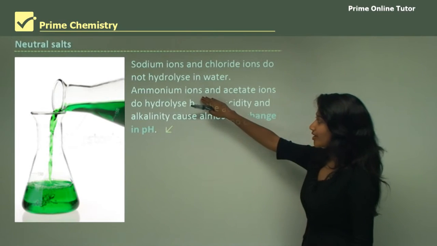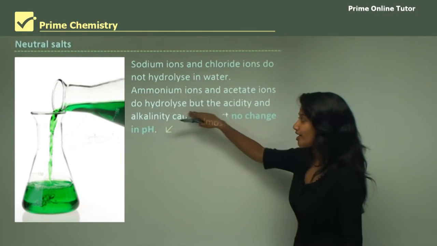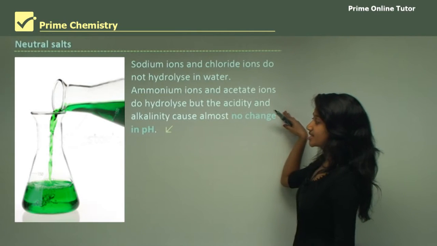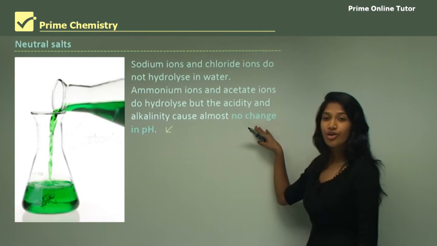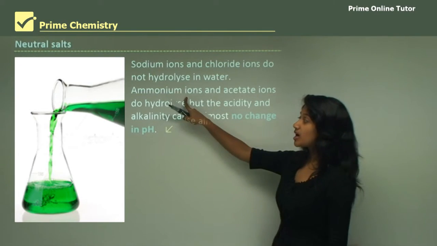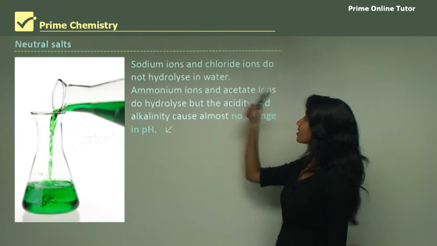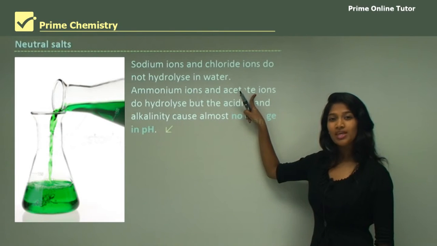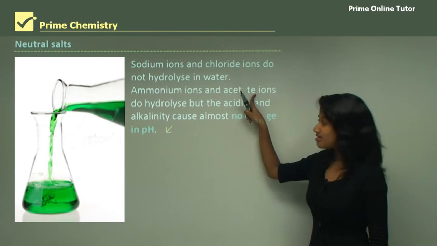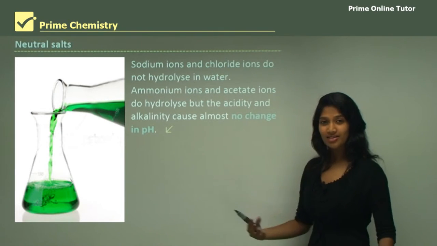Ammonium ions and acetate ions do hydrolyze, but the acidity and alkalinity cause almost no change in pH. Because here, ammonium ions come from the weak base ammonium hydroxide, and acetate ions come from the weak acid, acetic acid. So both would hydrolyze in water.